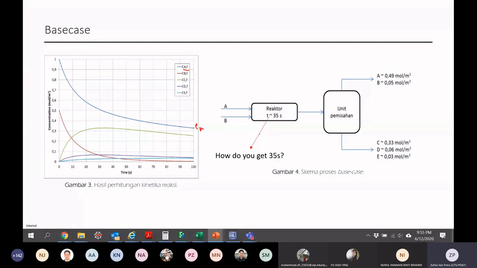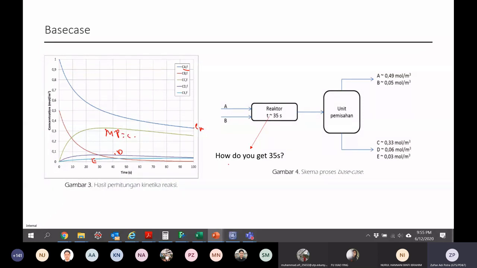You can go even further. This is the concentration of B. It starts from here. You could start also from there, it's up to you. And then the green one is the main product that we would like to have. And then this, I don't know what color this is, this is D. And then the blue one is E. So D and E, we don't want them. What we want to have is the green one, the C.